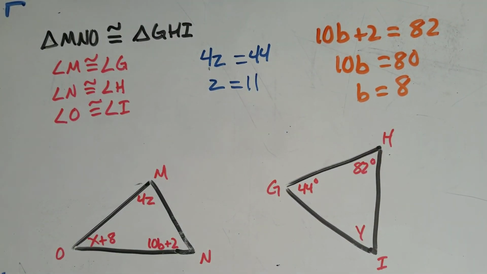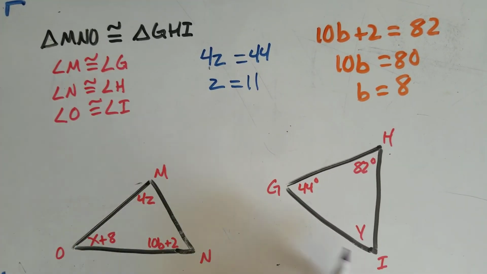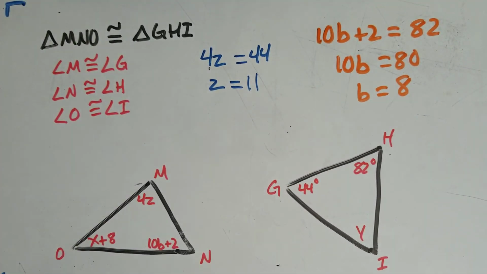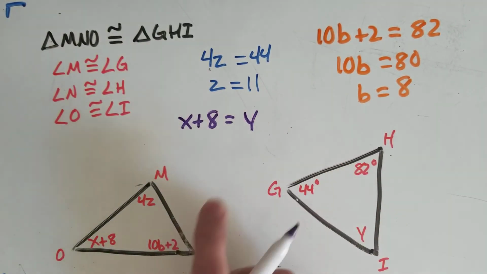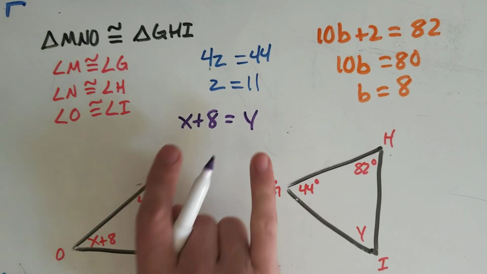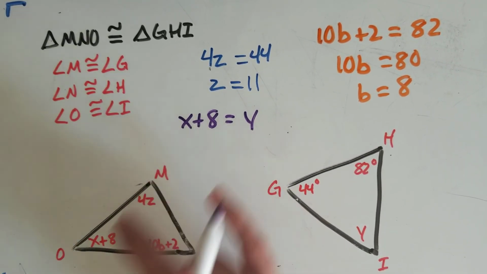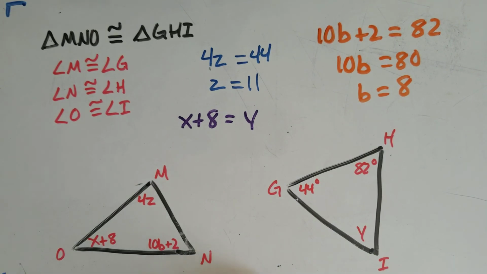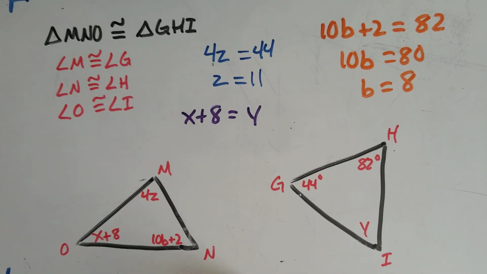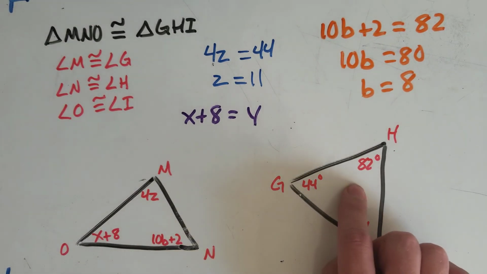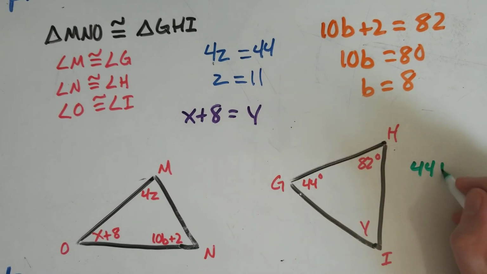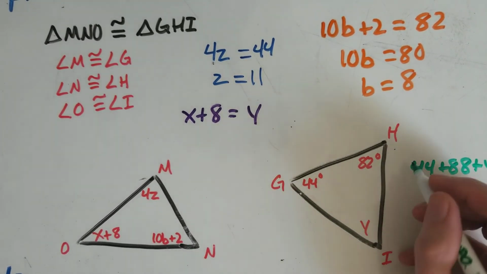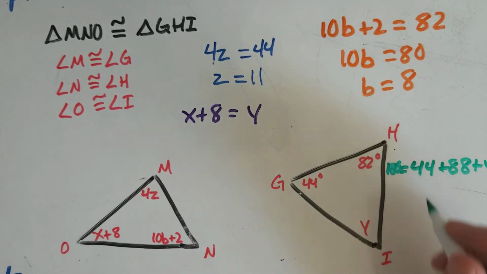And then lastly, we are looking for angle O. So angle O corresponds with angle I, so that is going to be x plus 8 is equal to y. We've run into a little bit of a problem here because we have two variables. We need just one. So what we can do, maybe you already know what to do, we can actually find out the value of y here, and we can do that because we know two of the three angles in this triangle. So in this triangle, 44 plus 82 plus y should equal 180.